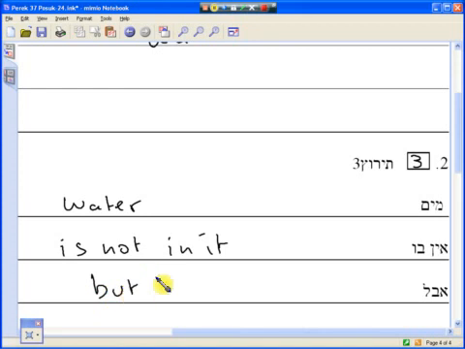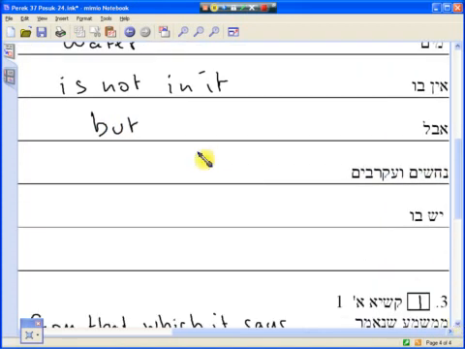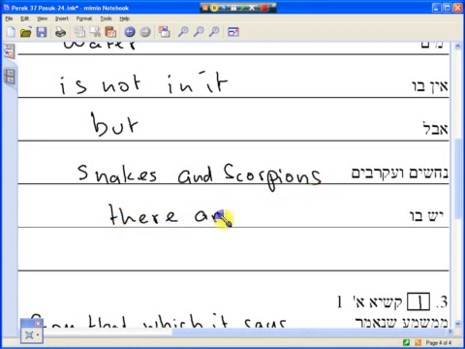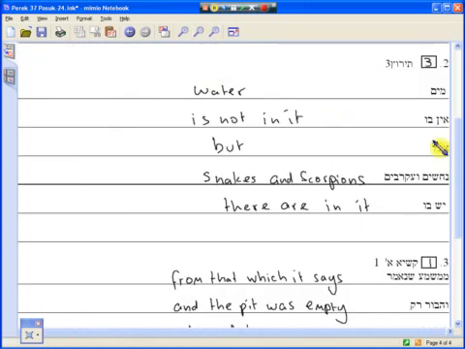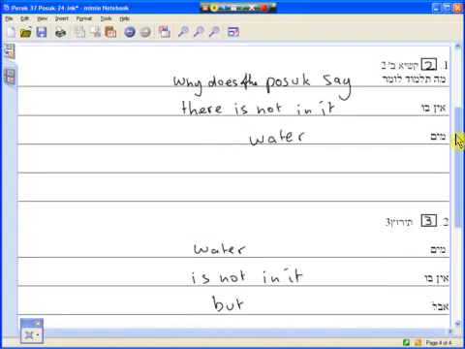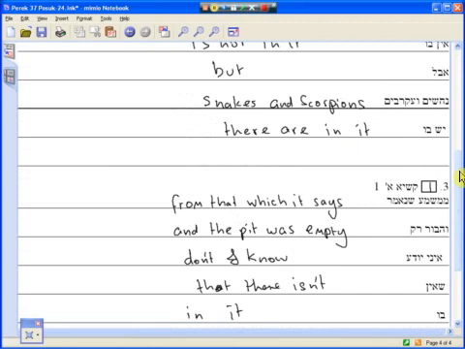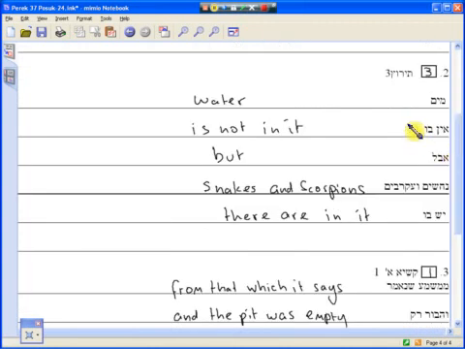Avol, but Nechashim va'akrabim, snakes and scorpions, yesh boy, there are in it. And that concludes the Unjumble the Rashi test. That's the complete test done with all the subheadings renumbered and all the information relating to those subheadings filled in.